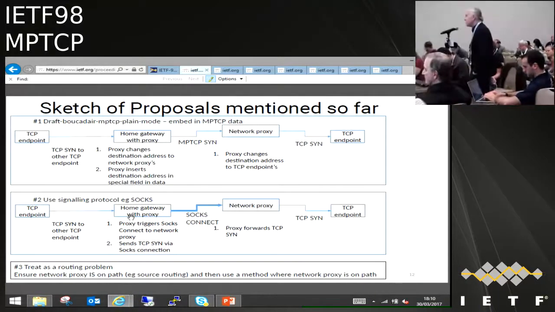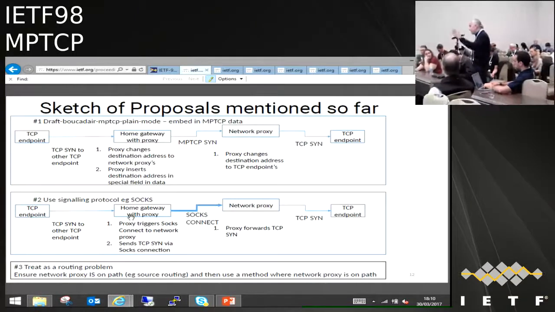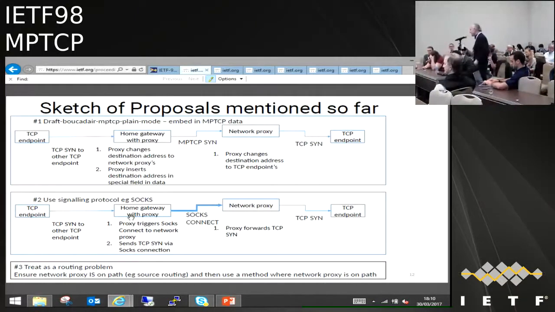The reason why we want to standardize it is because typically there are different vendors on the left and different vendors on the right. There can be vendor A who is building a home gateway and vendor B who is doing the network proxy. As a result, you want to make sure that they are able to use the same frame format. And that's why we want to standardize it in IETF.